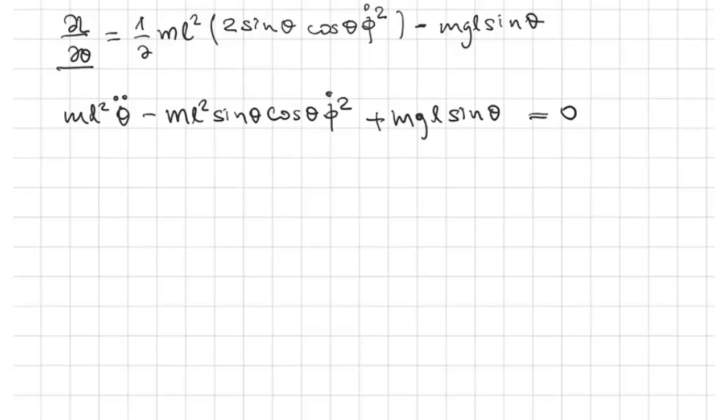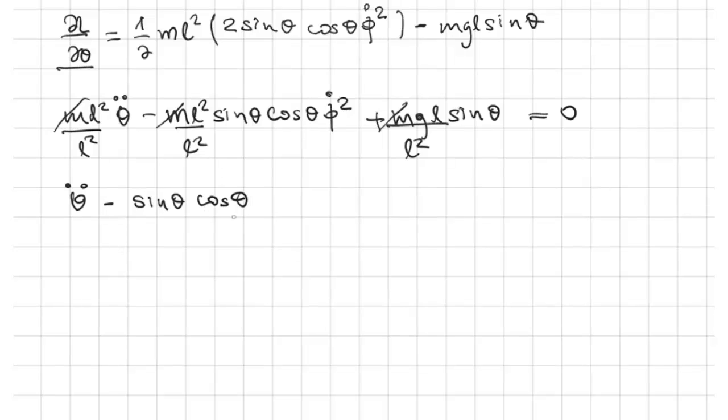Dividing the equation, the mass cancels because it's common to each term, and we can divide the whole equation by L². Doing that, we get θ̈ minus sine of θ cosine of θ φ̇² plus g divided by L sine of θ equal to 0. Let's call this equation number 7.